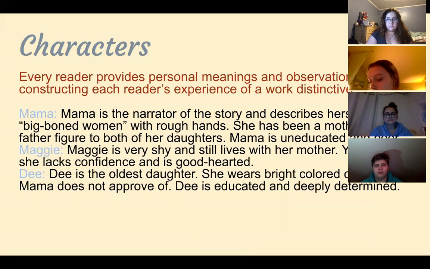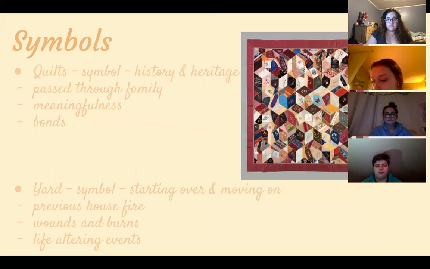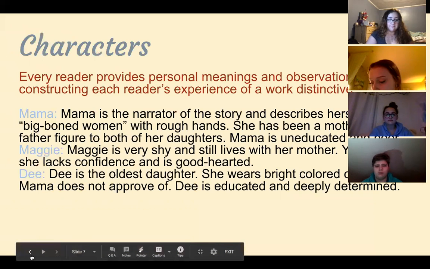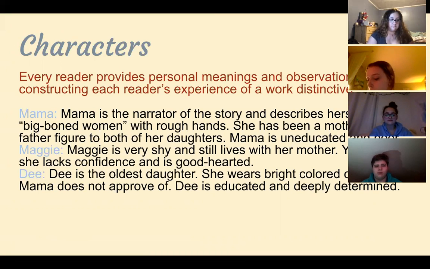Mama is the narrator of the story and describes herself as a big-boned woman with hands that are rough from years of physical labor. She's a very hard-working, strong, loving mother who is sometimes threatened by her two daughters. Mama is brutally honest and often critical of Dee and Maggie. She resents the education and sense of superiority that Dee has developed over the years.